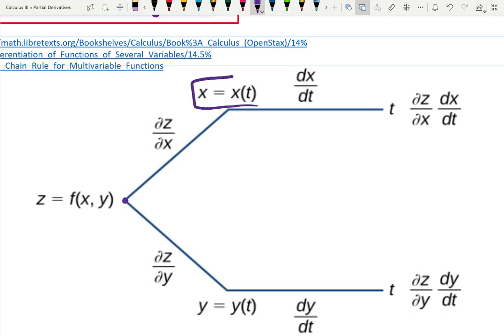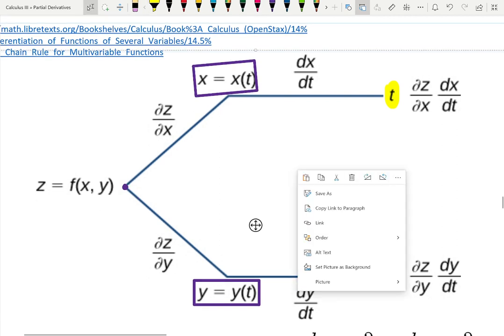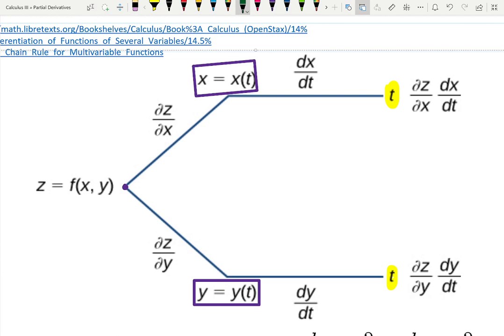X is a function of t, and y, you don't have to copy this to be honest, it's just a diagram. Y is a function of t as well. If I want to reach the final destination with respect to t, I need to do both partial derivatives. First, the partial derivative with respect to x, that's why it's curled, so z with respect to x, and then x with respect to t.